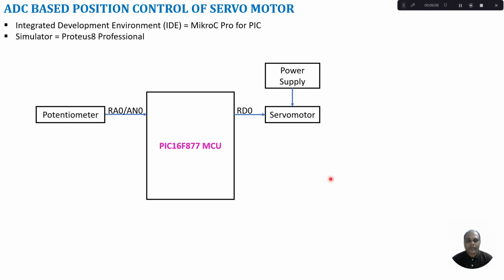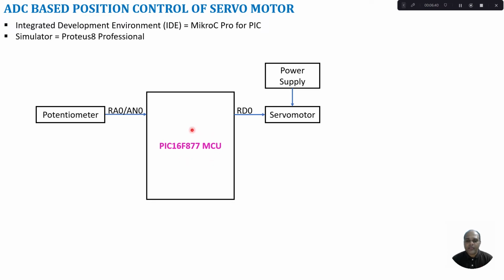So in this program, what we are going to do is position the servo motor shaft depending upon the ADC signal. I am going to connect a potentiometer to channel 0 of the PIC16F877 microcontroller. Channel 0 is at RA0 or AN0. The potentiometer is connected to the PIC16F877 microcontroller, which has a 10-bit ADC.